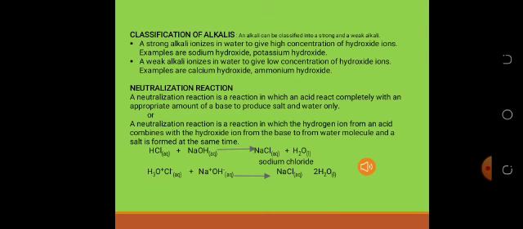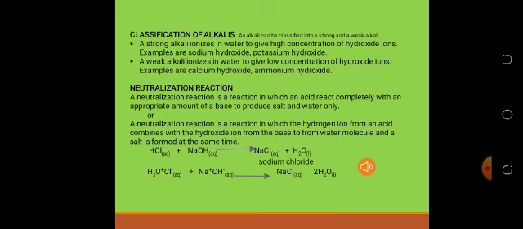I gave two definitions. The second definition explains the process of neutralization. I define it as that reaction in which the hydrogen ion from an acid will react with a hydroxide ion from an alkali to give water molecule, and at the same time salt is formed. How does this happen? If you look at the example in the chemical equation below, sodium hydroxide reacting with hydrochloric acid.